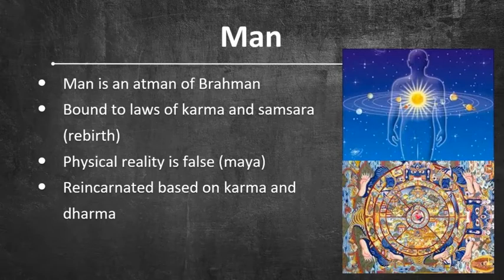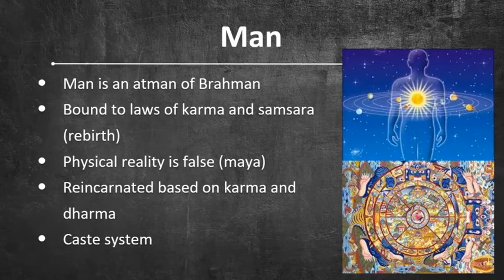Reincarnated based on karma and dharma. So after you die, you follow the cycle of samsara. You'll be reincarnated based on your karma and your dharma. So if you live a good life or have good karma in this life, you'll come back in a better state in the next reincarnation cycle. So this leads up to what's called the caste system.